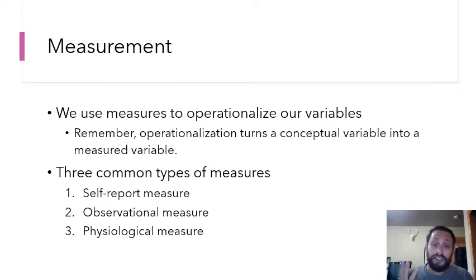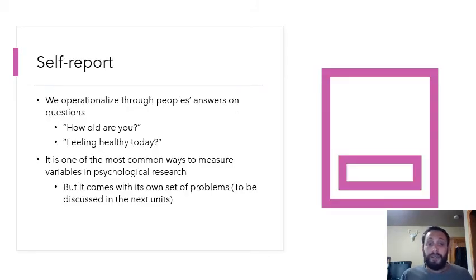So there are three different types of measures that we're going to cover today. There's self-report measures, observational measures, and physiological measures. And we're going to dig into each of these in a little bit more detail in the following slides. So our first one, self-report.